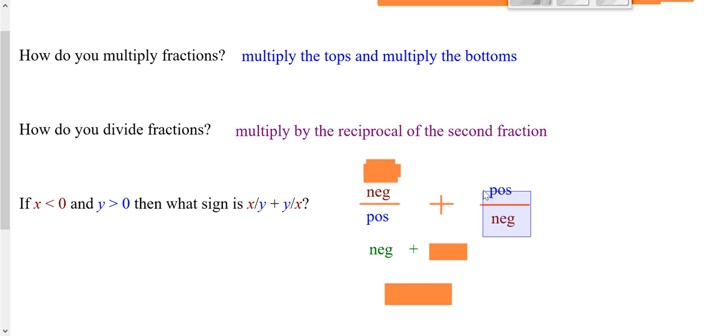Here you have a positive divided by a negative, so you should know that that's also going to be a negative. And now you're adding more negatives, so that means your overall final answer would also be negative.